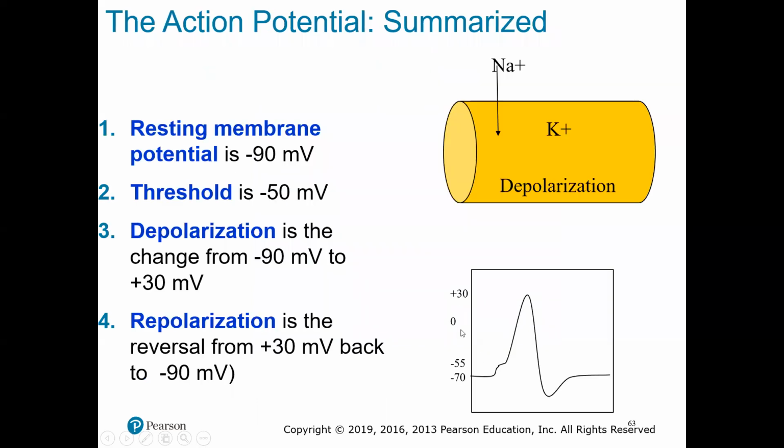So the action potential. This summarizes, shows the whole thing here. Our resting potential is minus 90. Important number to remember. Threshold is minus 50. Depolarization goes from minus 90 to plus 30. Repolarization takes us back from plus 30 to minus 90. Depolarization is sodium coming in. Repolarization is potassium going out. And we go all the way up to plus 30 and we come back down to minus 90.